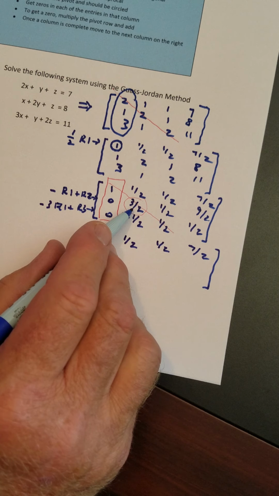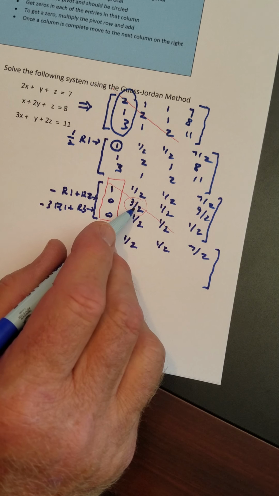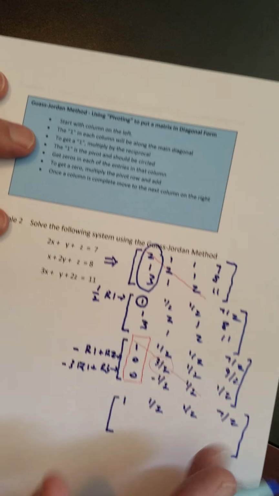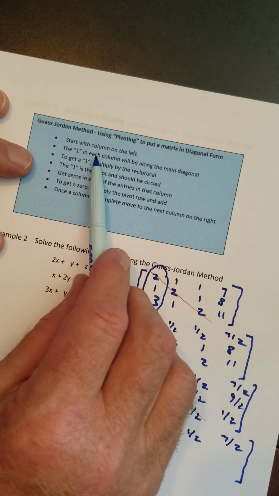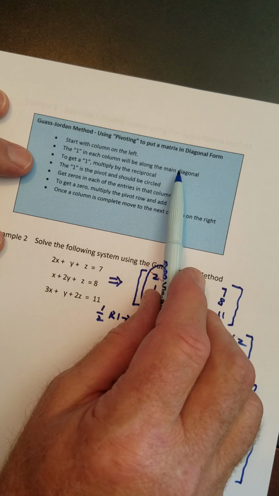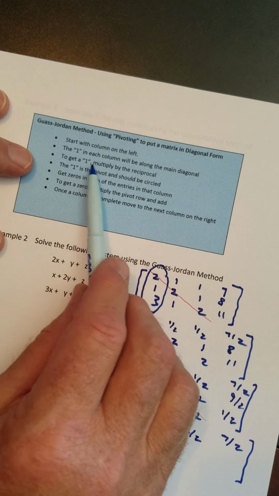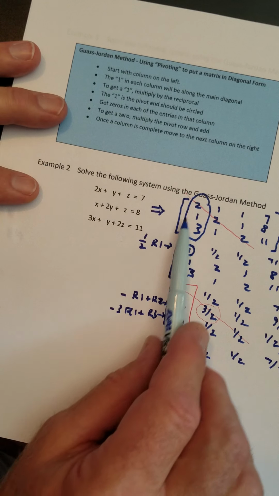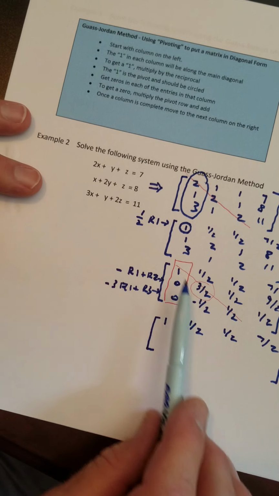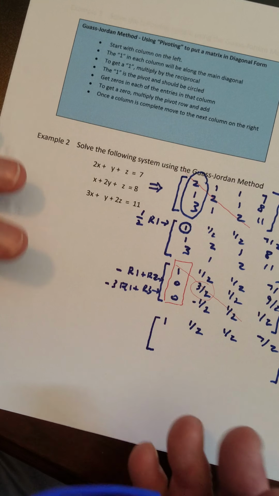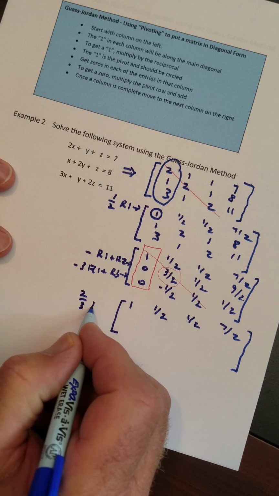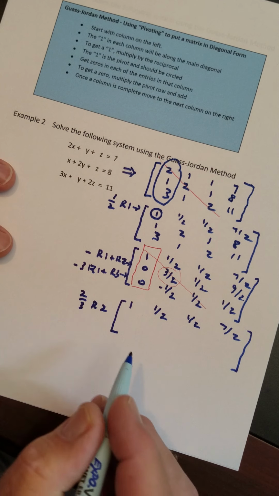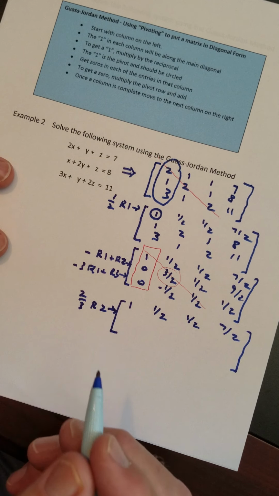Okay, so to get a 1, you always multiply by the reciprocal. If you go up here, we start with the column on the left. We got a 1 in each column along the main diagonal, which we did on the first one, but we multiply by the reciprocal. Up here, the reciprocal of 2 is a half. Down here, the reciprocal of 3 halves is going to be 2/3. So I'm going to take 2/3 times row 2. Put my answers in row 2.